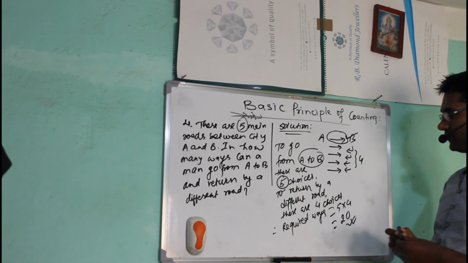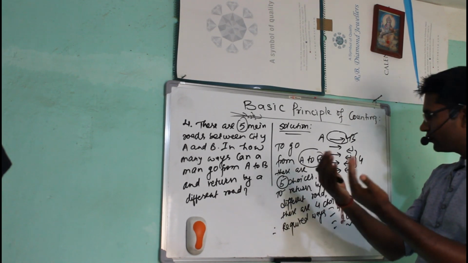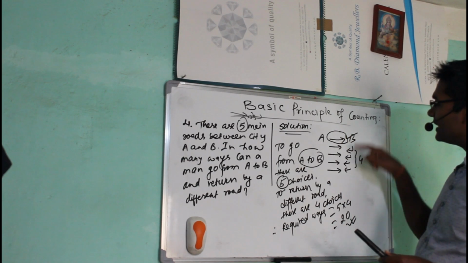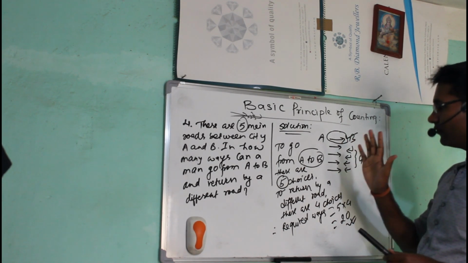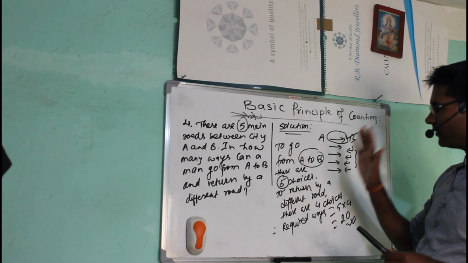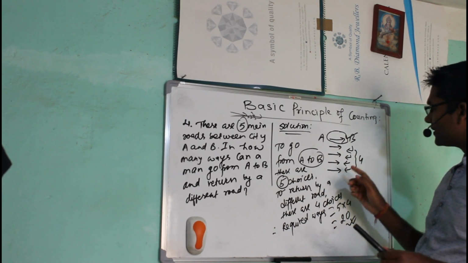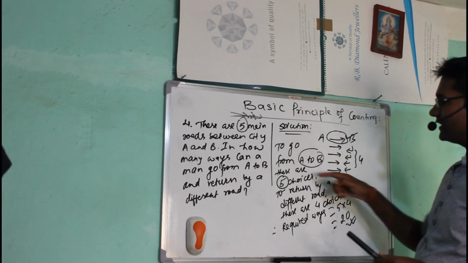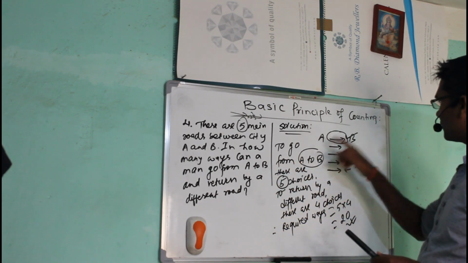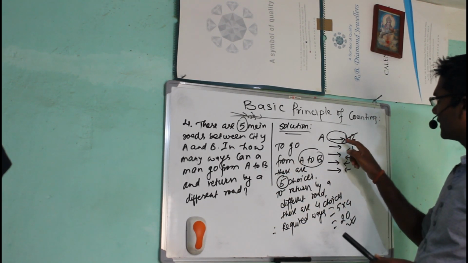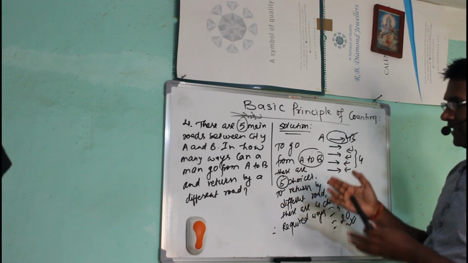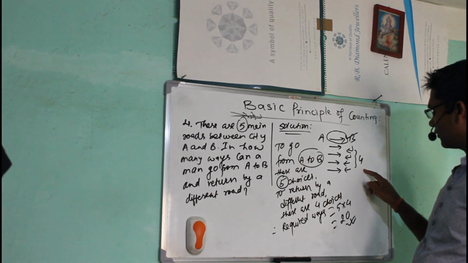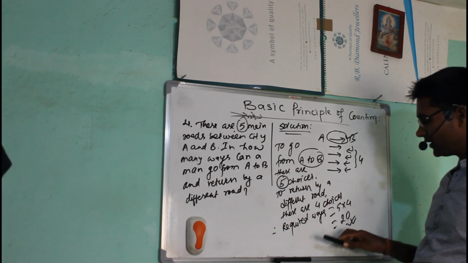20 is your answer. To move from A to B, we can choose independently any of 5 different routes. But to return by a different road from B to A, we are not allowed to use the first one that has already been chosen. So there will be only 4 choices. So 5 into 4 will be our answer.